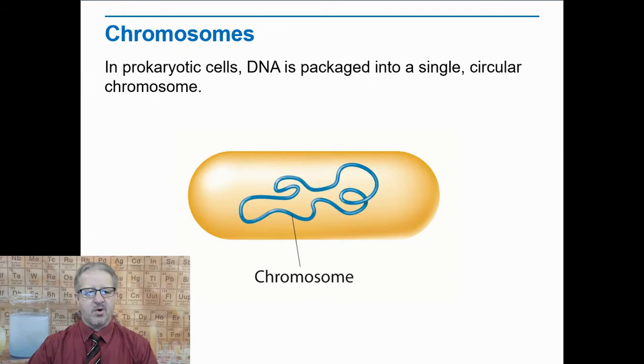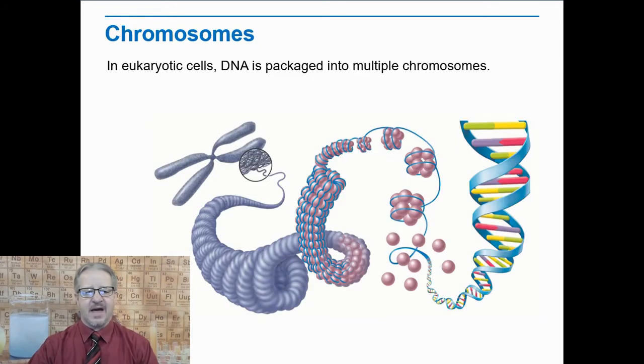Now, here we have a prokaryotic cell, and it's a little different than a eukaryotic cell because its DNA is packaged into a single circular chromosome, and it just kind of floats around in the cytoplasm, as you see here in this illustration. However, with eukaryotic cells, the DNA is actually packaged into multiple chromosomes.